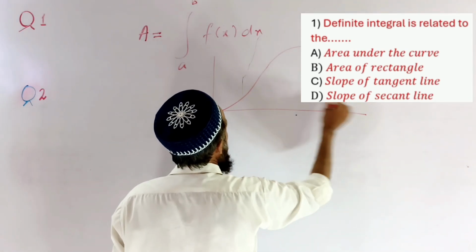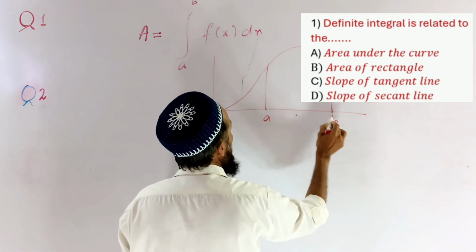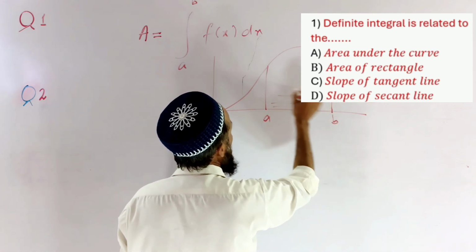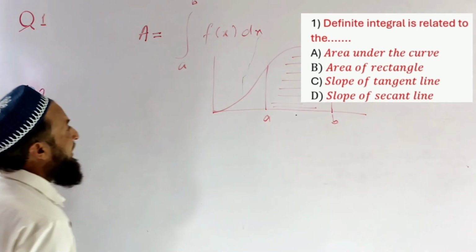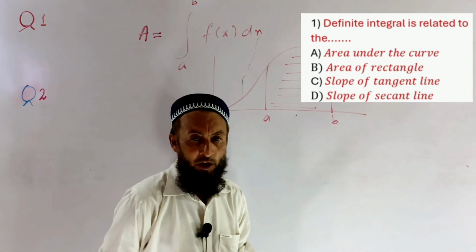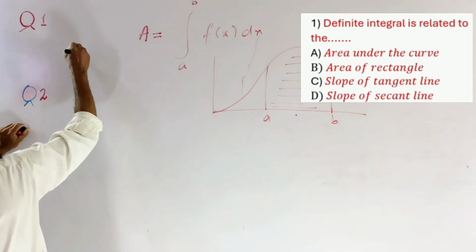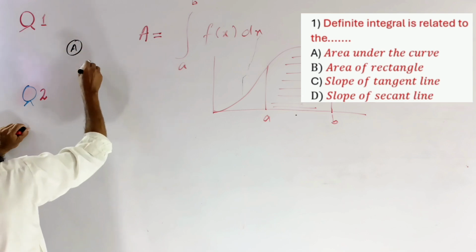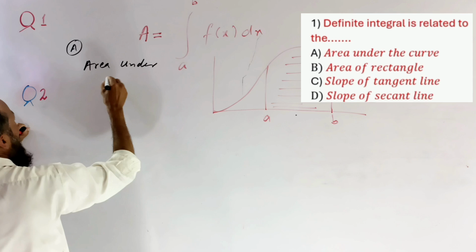So this area is divided, for example this is A and this is B. The interval between these two is called the definite integral. So in the first option, the answer is option A, which is the correct option: area under the curve.